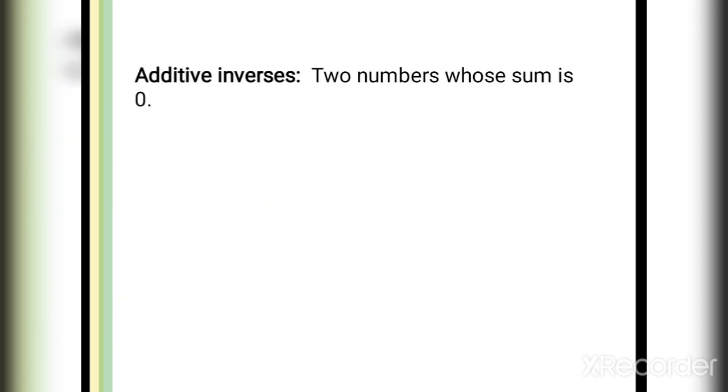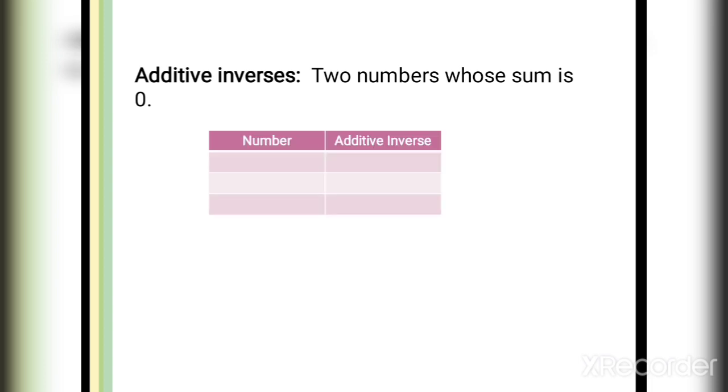Now, additive inverse: two numbers whose sum is 0. So 8 and minus 8 will be 0. Minus 3 and 3 will be 0. And 0 and 0 will be 0.